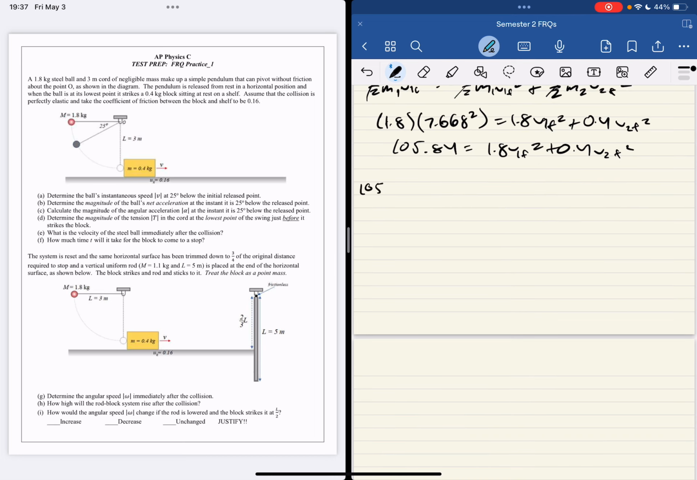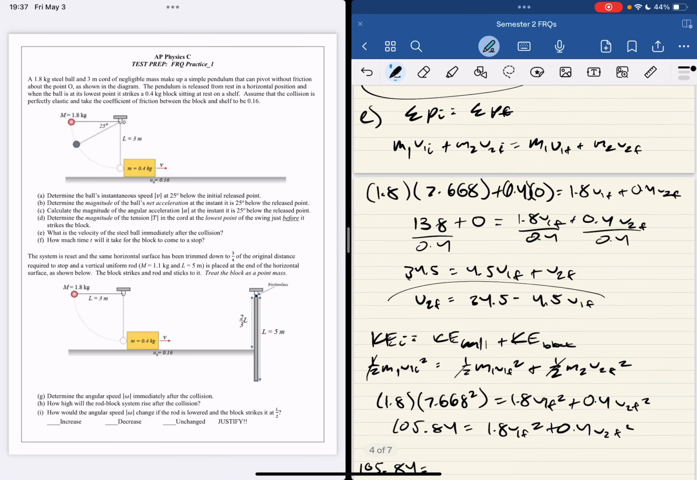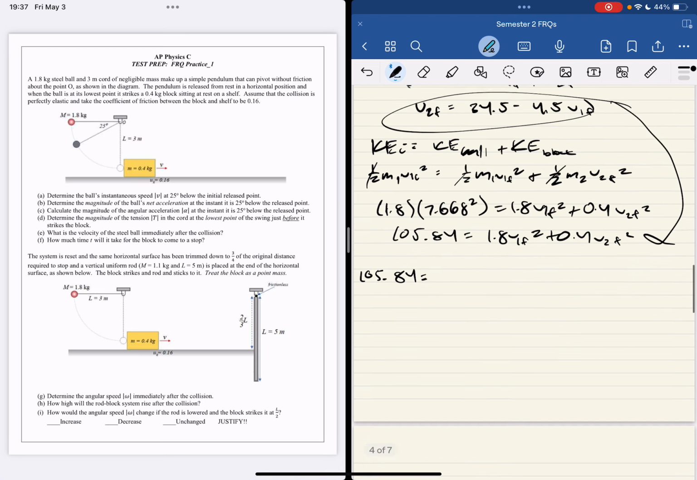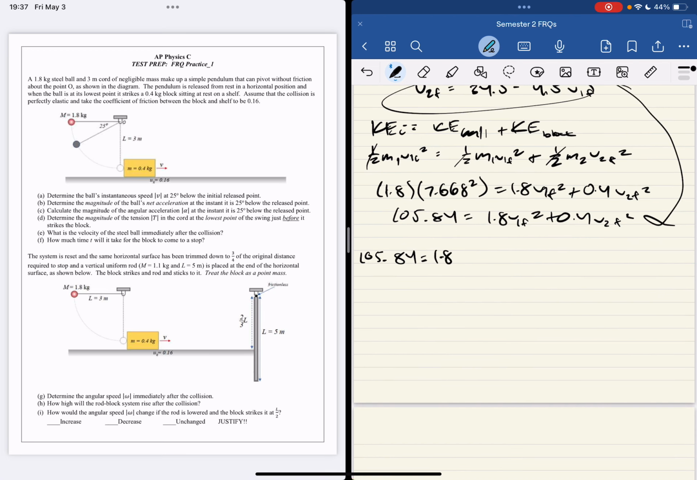Okay, now I'm going to plug my V2F from earlier into here. So I'm going to get 1.8 V1F squared plus 0.4 on the outside. And inside the parentheses is going to be 34.5 minus 4.5 V1F. And we're going to square the whole thing. Okay, now I'm going to FOIL.